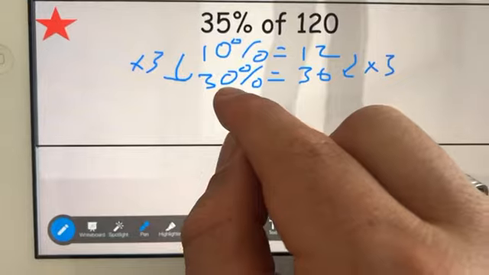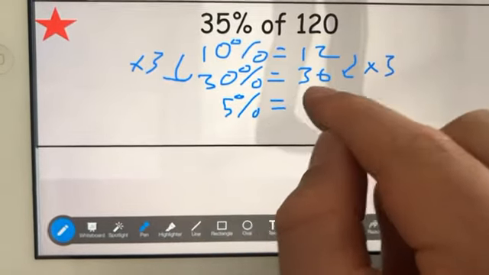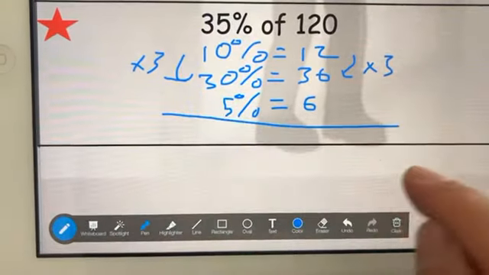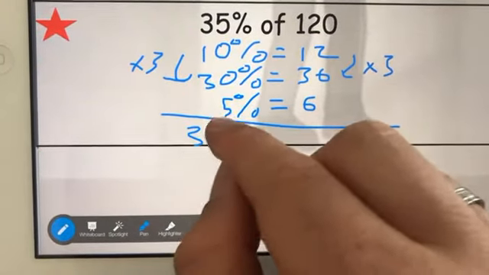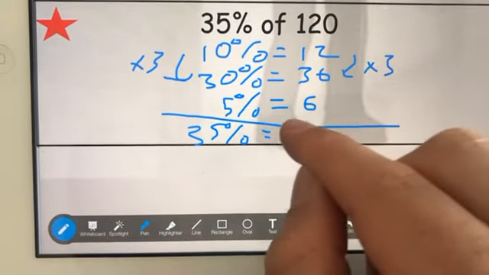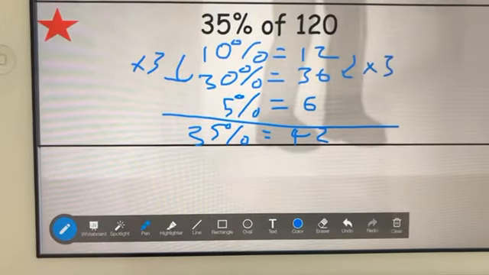Then if I want 5%, I'm going to half 10%, so 5% is 6. Then if I want 35%, I'm going to add the bottom 2 up. That gives me 42. So 35% is 42.